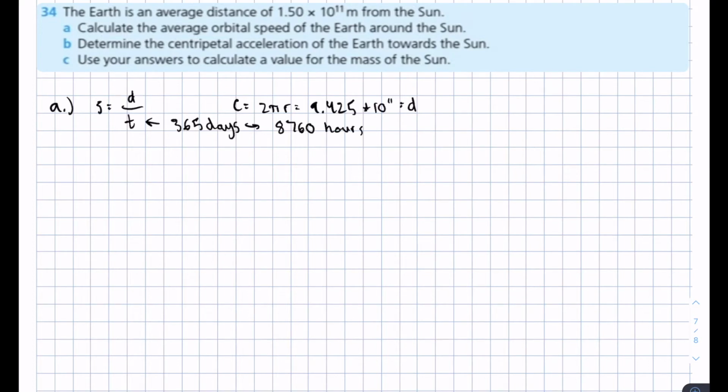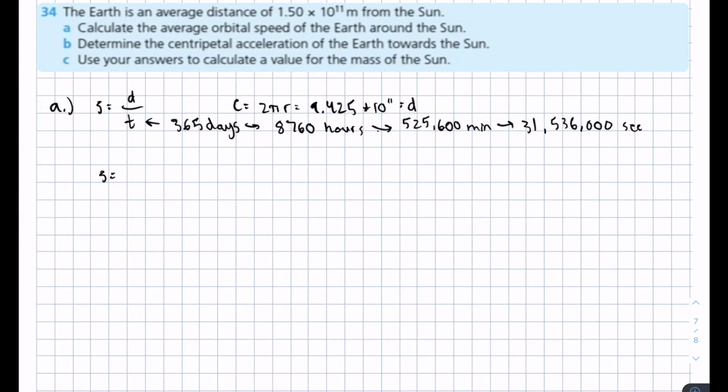Multiply that by 60, since there's 60 minutes in an hour. We get 525,600 minutes, and multiply this by 60 again, since there are 60 seconds in a minute. And we get 31,536,000 seconds. So now that we have the distance and the time, we can find the speed.